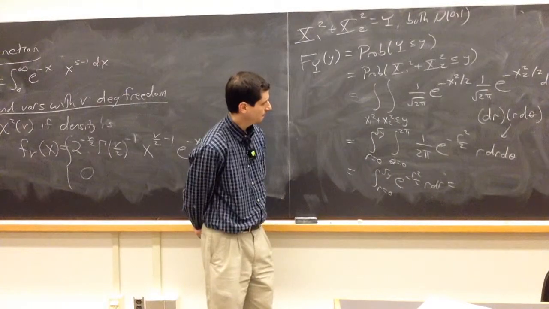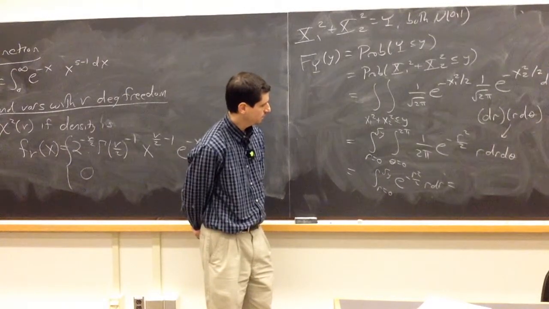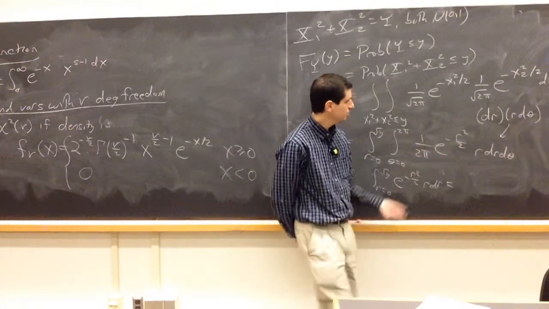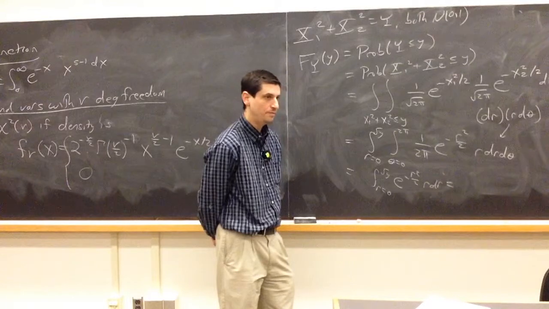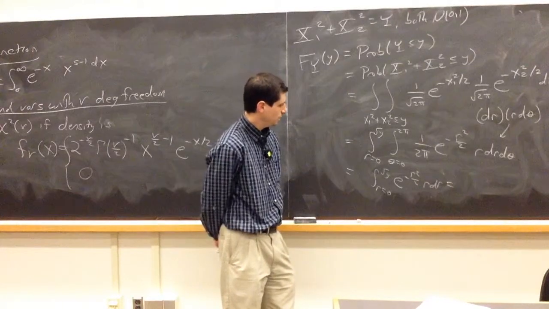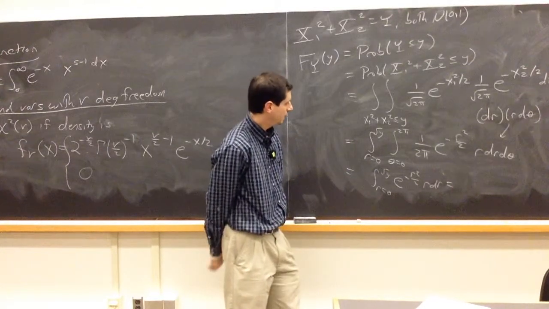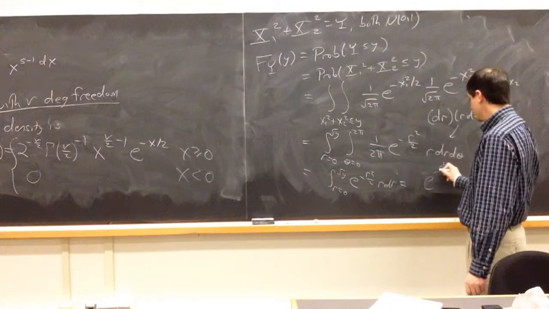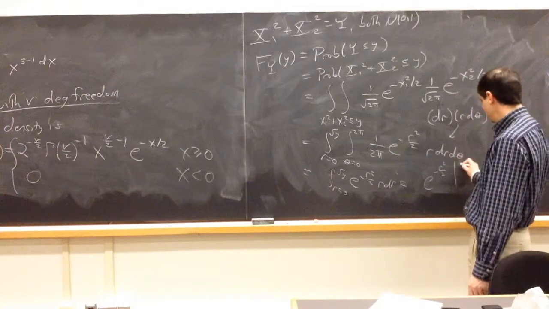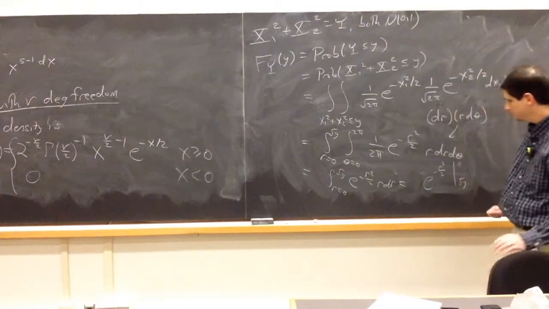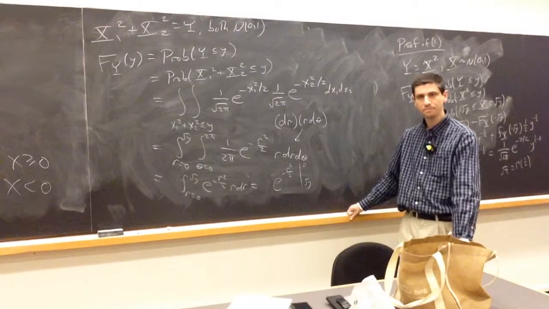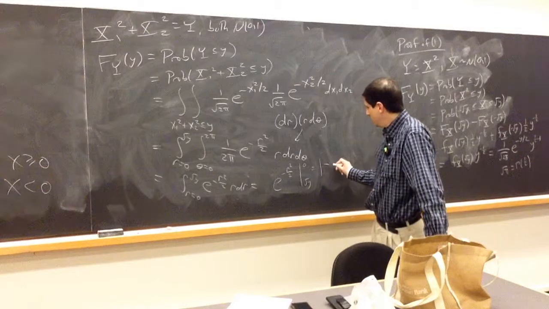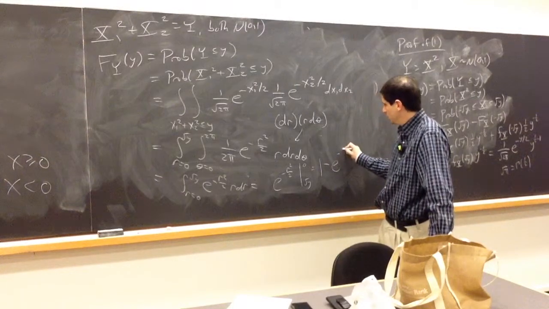Okay. And so now what do we get? The theta integral is going to give me a 2 pi, and it's going to cancel with the 2 pi over there. And so now, when I integrate, I get e to the negative r squared over 2, and the bounds of integration change, 0 and square root of y. And so we get 1 minus e to the negative y over 2.